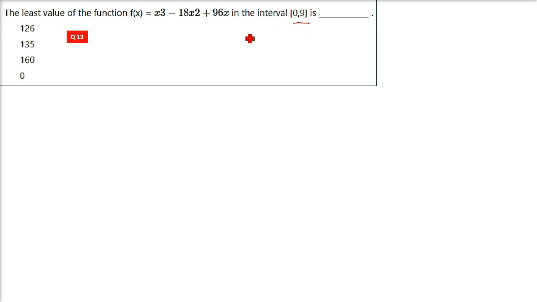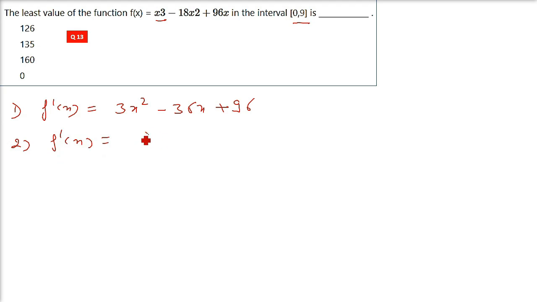Now for the next question, with the interval 0 to 9, when the interval is given, that means this question is targeting some other part of your brain which is not yet being challenged. f dash x is simple differentiation, that is 3x square minus 36x plus 96. This single differentiation is quite easy for you. Next step, you equate it to 0. f dash x equals 0. When you equate it to 0, you get 3x square minus 36x plus 96 equals 0.